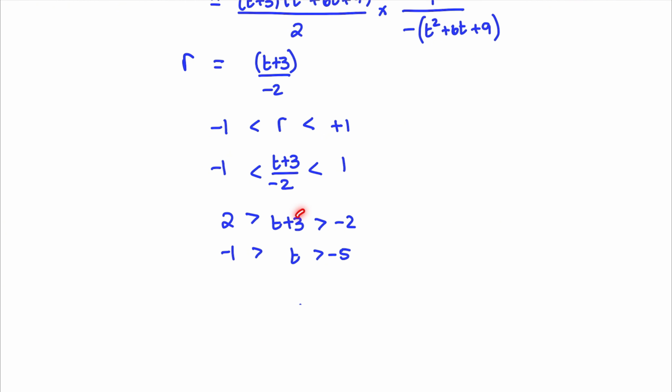Next, I move the 3 to both sides. So on the right-hand side, it is -2 minus 3, and it becomes -5. And on the left-hand side, it is 2 minus 3. So 2 minus 3 is equal to -1. So t needs to be between -1 and -5.